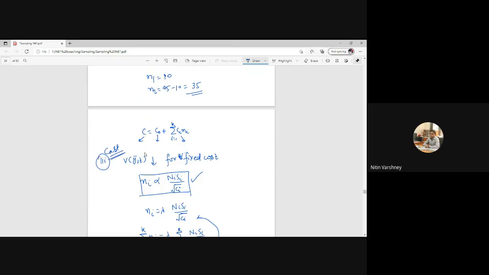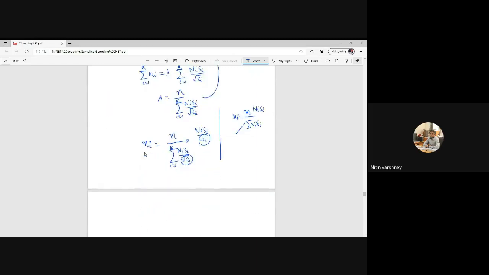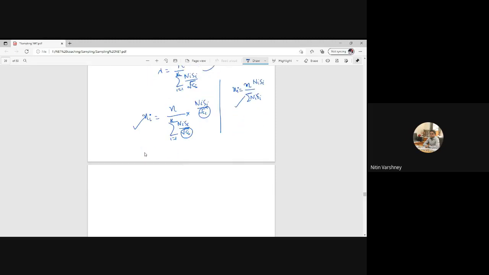Variance of Y bar ST is minimum for fixed cost. After putting this value of Ni into the variance, we will get the variance of this. So I can write the variance of Y bar ST under optimum allocation, for minimizing the variance for fixed cost.